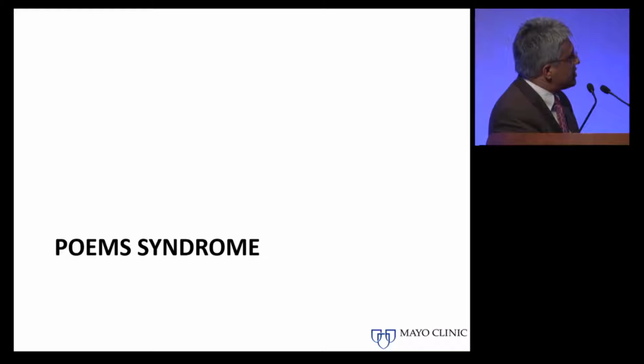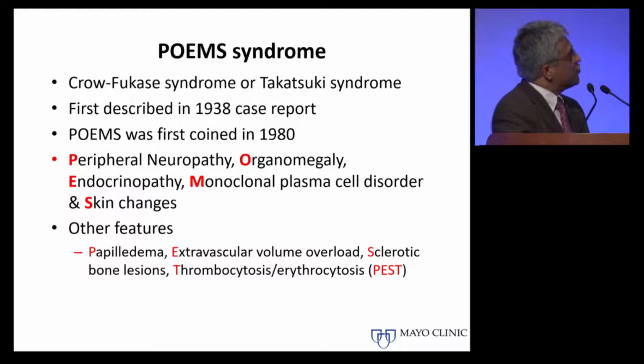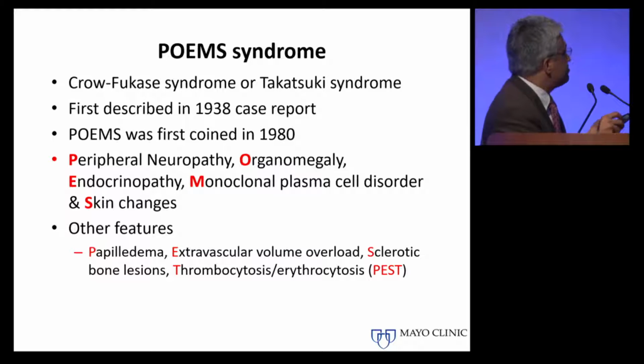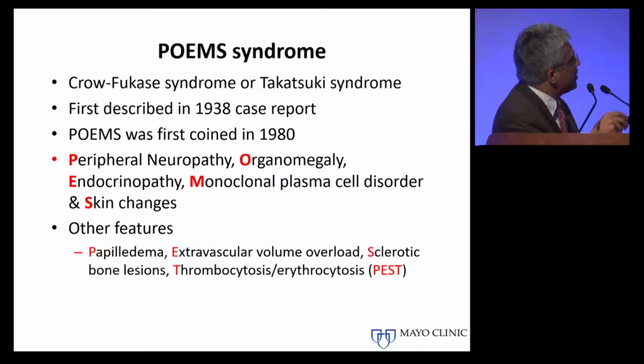For the last few slides, I'll just talk briefly about POEMS syndrome. Again, as most of you are aware, POEMS syndrome was described almost 80 years ago now. It stands for peripheral neuropathy, organomegaly, endocrinopathy, monoclonal plasma cell disorder, and skin changes. Obviously, it has a variety of other features that go with it.